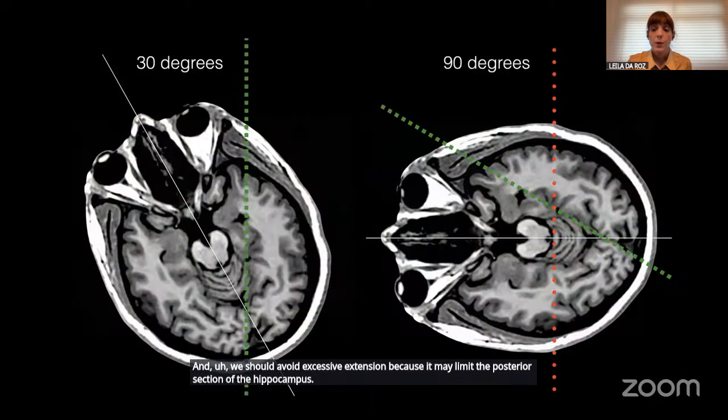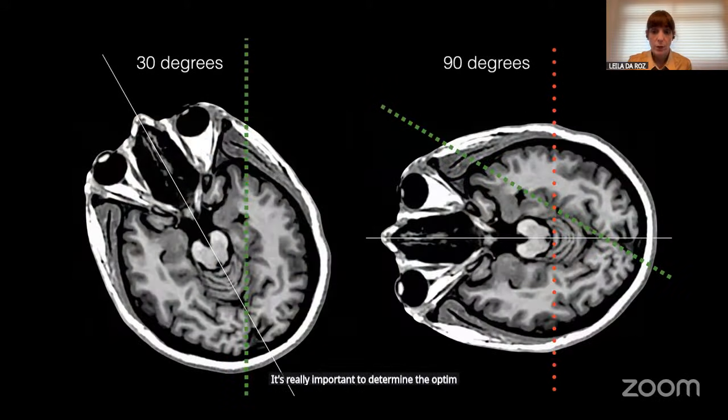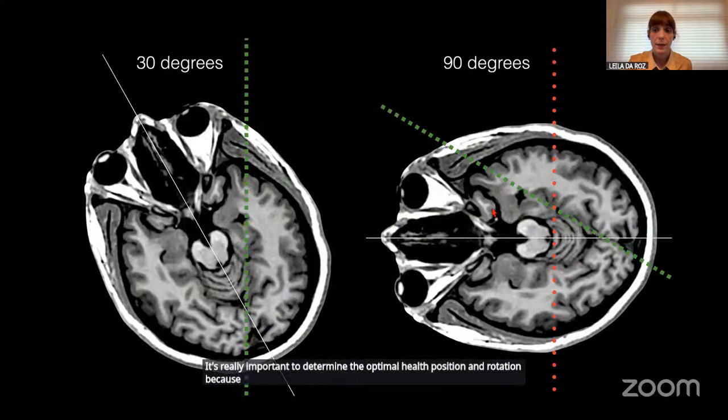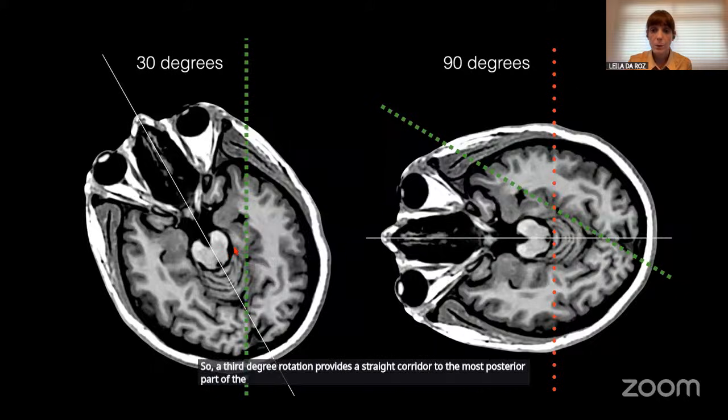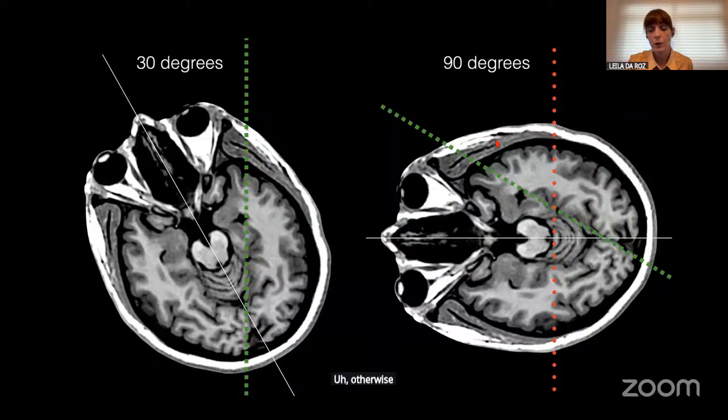It's really important to determine the optimal head position and rotation because we have to avoid damage to the temporal neocortex. So a third-degree rotation provides a straight corridor to the most posterior part of the hippocampus. Otherwise, we would damage eloquent cortex, mainly in the left hemisphere resections.